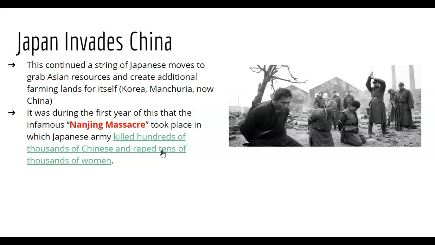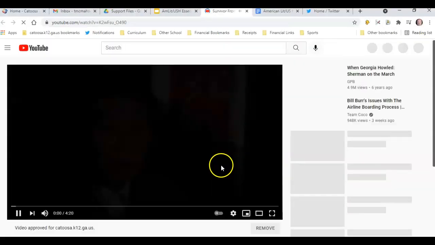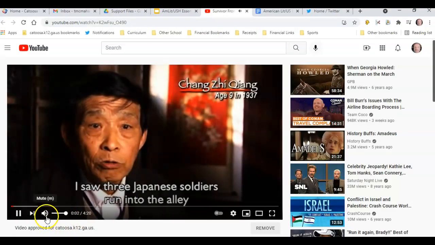And that shows you there's still, even now, a bit of tension between China and Japan over what happened in World War II. It's something that they try not to talk about too much because there's still a lot of anger, especially among the Chinese toward the Japanese about this. So let's listen to a little bit of this.